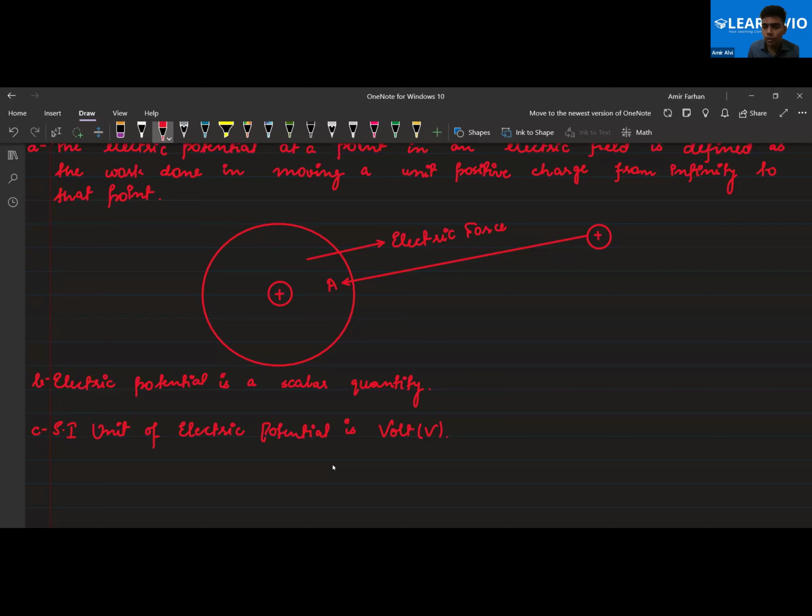That is enough. You just have to remember the definition, what is the SI unit of it, and what is the nature of the quantity. That is a scalar quantity. Am I clear to all of you? Please do let me know. So can I explain the second part again?